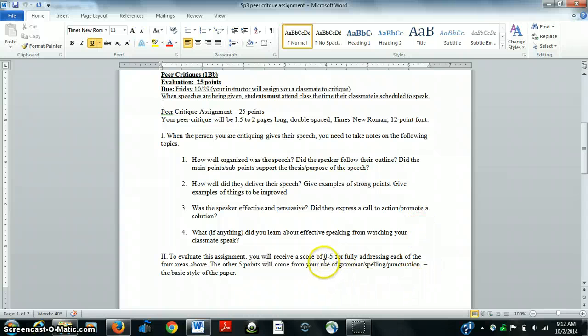This is the scoring for it. And also, like I said in class, you will video this particular person that you're critiquing so that you have the video of their speech available when you're writing your critique. Here's the finished product. 1.5 to 2 pages, double spaced, Times New Roman 12-point font, using standard paper formatting. That is all I want to say about that.